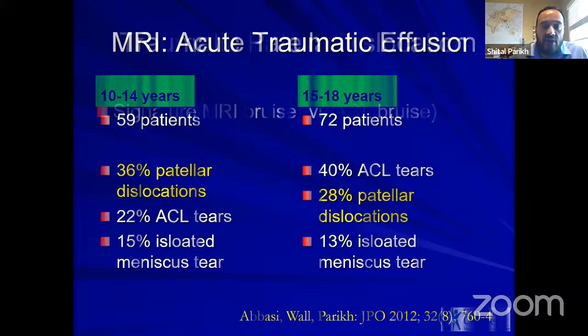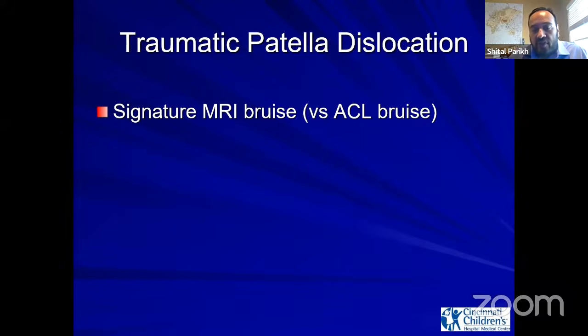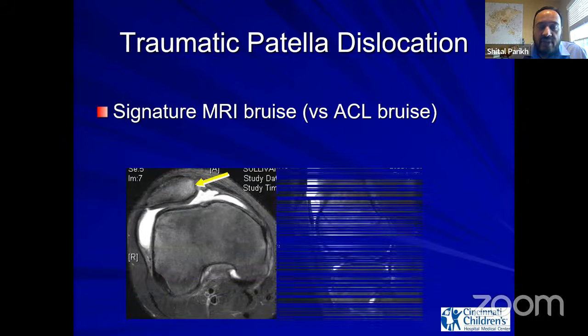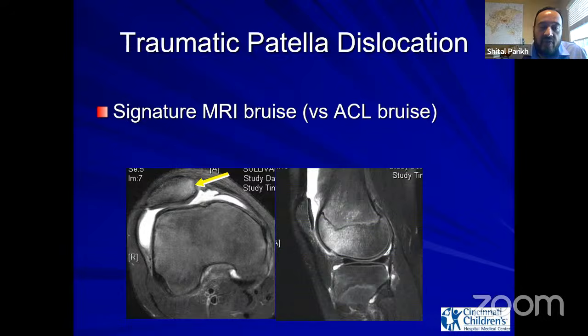The other way to differentiate the patellar dislocation from an ACL injury is a typical bruise pattern that you see with the patellar dislocation. It's on the medial facet of the patella and the anterior aspect of the lateral femoral condyle. And this is important because a lot of times when the patient presents with an acute traumatic effusion, it's difficult to evaluate the patient because of guarding, because of swelling, and an MRI can give you much more information.